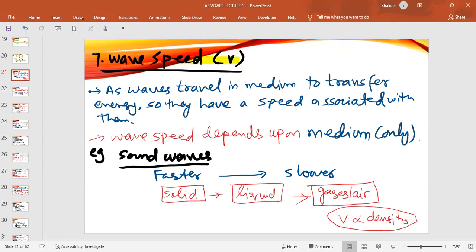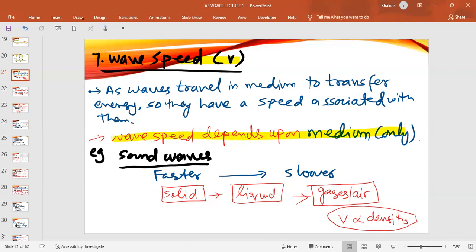Wave speed is the speed used to transfer energy throughout the medium. As a wave travels in the medium to transfer energy, it has a speed associated with it. Wave speed depends upon the medium only. It doesn't depend upon the source.